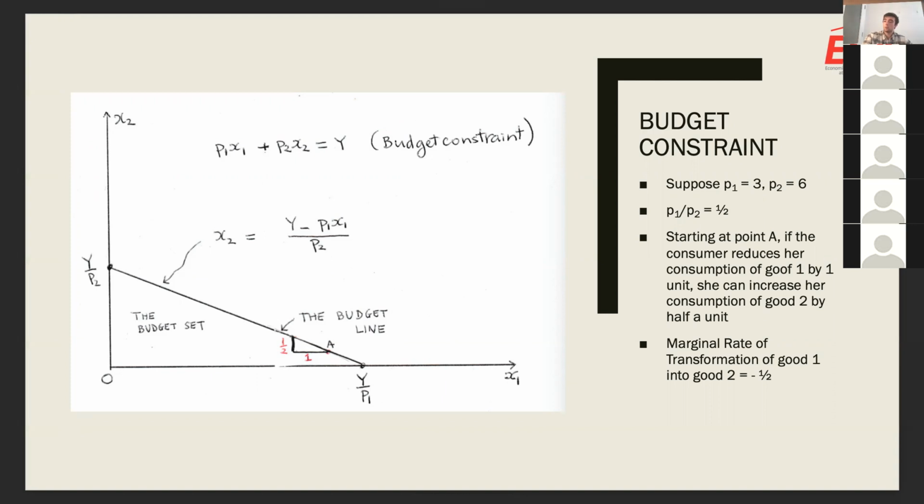So the slope, well, we'll start with the intercepts. The intercept is of course going to be your total budget divided by the price for each respective good. And in addition, the formula for the line is going to be your quantity of good 2 equals your budget minus your price of good 1 times your quantity of good 1 divided by your price of good 2.